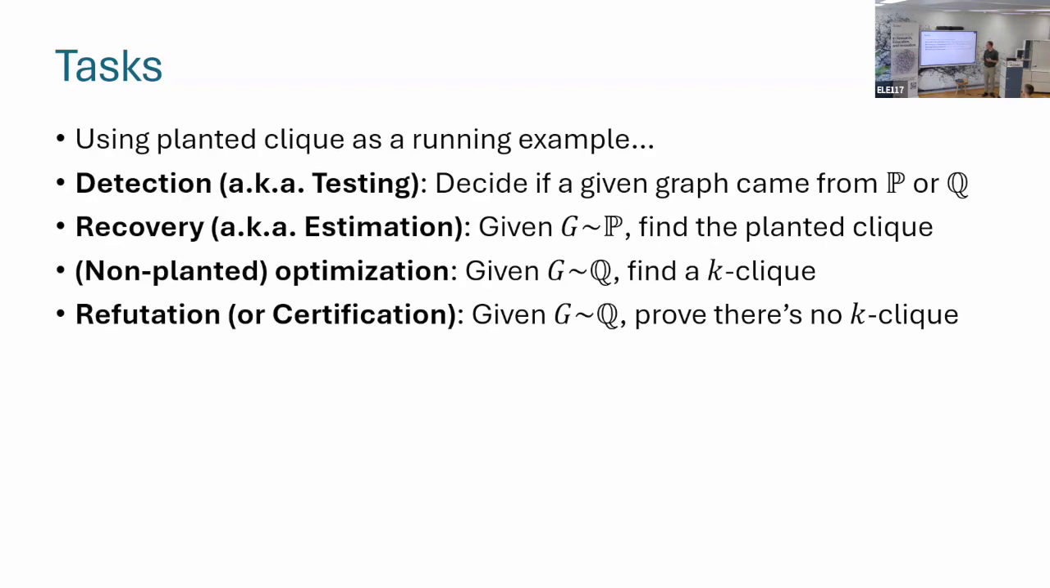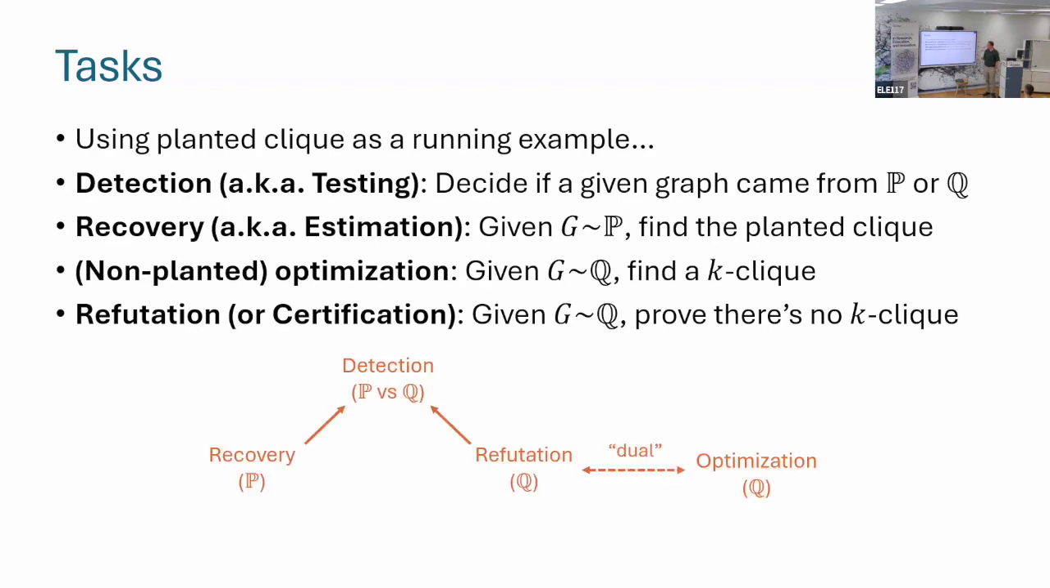And the last one is maybe a little bit more esoteric. This particularly comes up a lot when people are thinking about sum of squares, because sum of squares is a proof system that tries to prove that your graph has no k-clique in it. The refutation question would be, given a graph with no planted structure, you have to algorithmically generate a proof that there's no k-clique. But I won't worry so much. This one won't be so important for this talk.